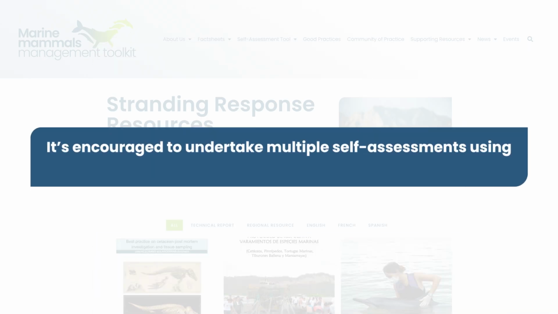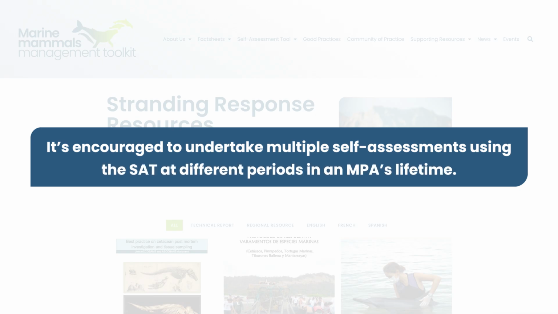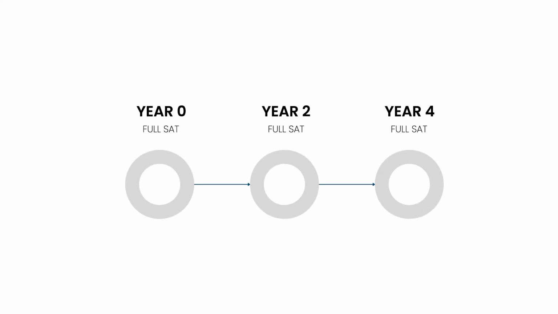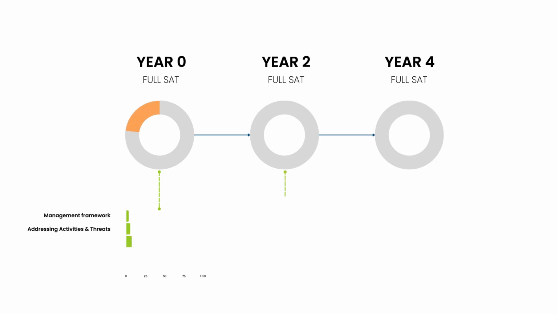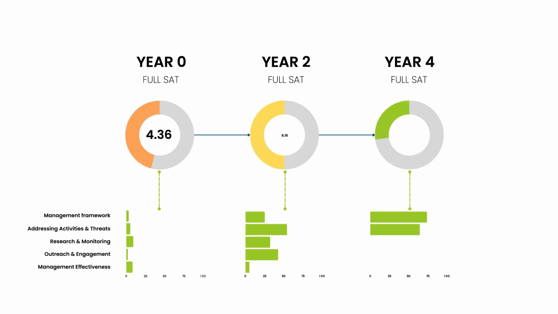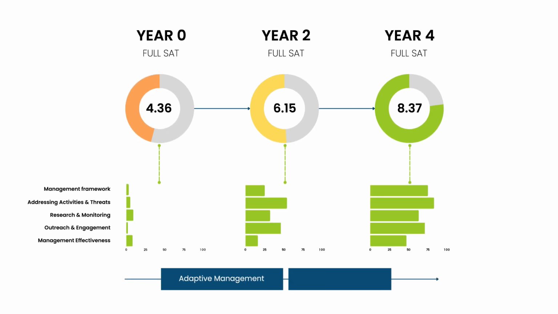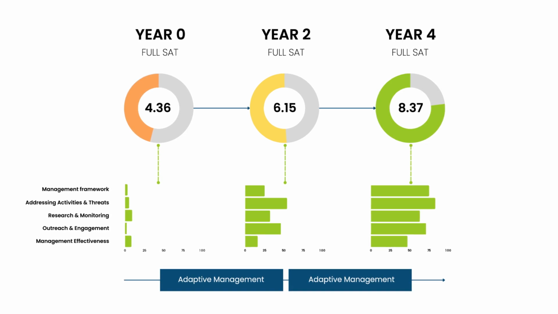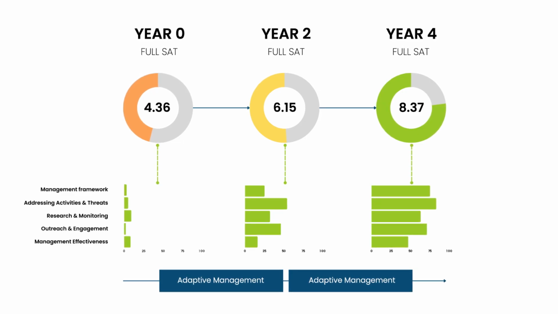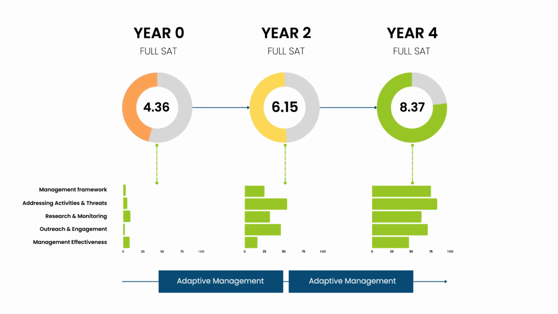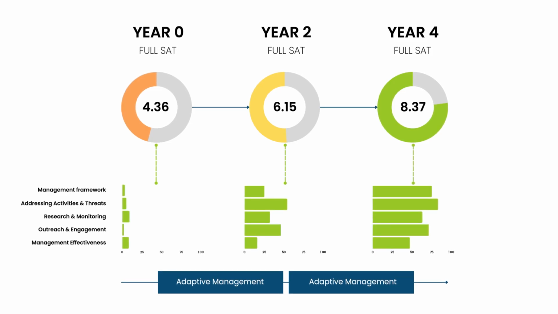It's encouraged to undertake multiple self-assessments using the SAT at different periods in the MPA's lifetime. For example, by doing so when the MPA is established, Year 0, in Year 2 and then Year 4, you'll be able to monitor the impact of management decisions. As we can see here, over time, as a result of adaptive management, the overall management effectiveness score of the MPA has improved from 4.36 in Year 0 to 8.37 in Year 4.